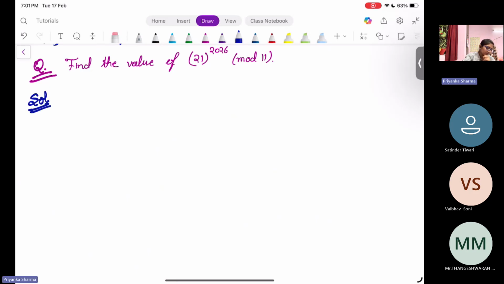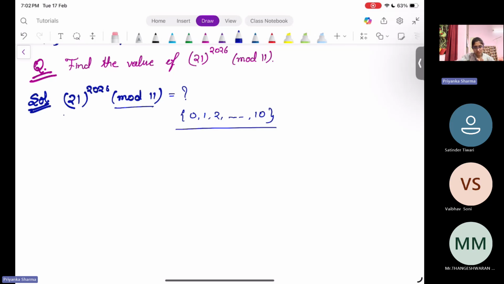Find the value of 21 to the power 2026 in modulo 11. So how to do this? We need to find its value under modulo 11. So its value can be from 0, 1, 2 up to 10, because we are considering modulo 11. So we can have 11 possible options for this only.